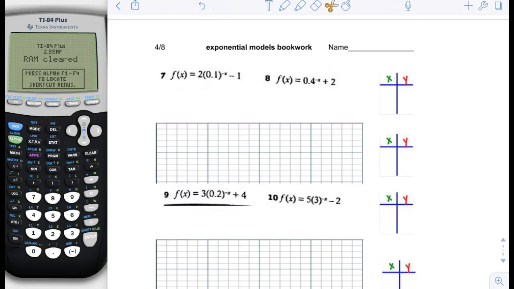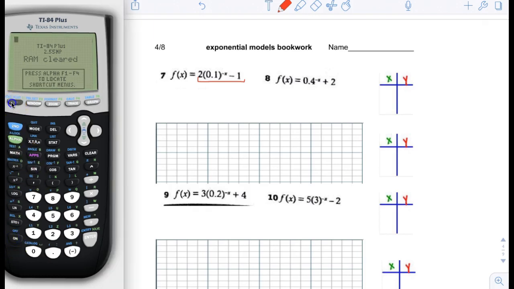Here we are on page 4 of exponential models. We're graphing still, so we're going to do a couple more graphing exercises. And as usual, we will turn on the calculator and turn on y equals, and carefully type these in with the parentheses.